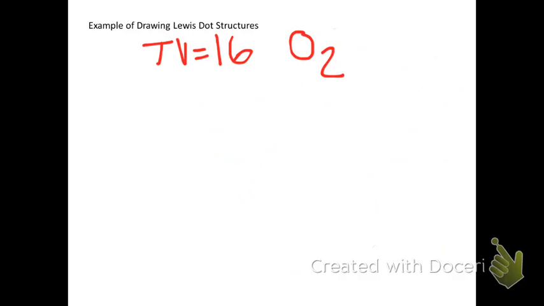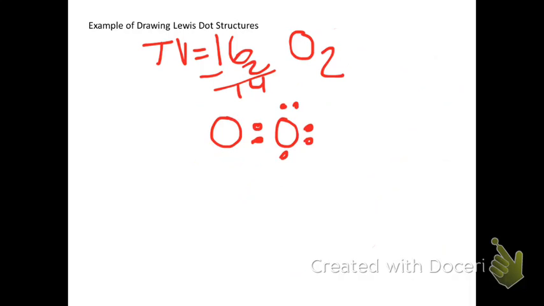Well, do we have a central atom? No, because they both need the same amount, so we're going to bond both of those together by using a pair of dots. So that's the only bond that's formed, so that means we're going to subtract 2 from the 16. That gives us 14 remaining. So we need to place 14 remaining dots as lone pairs around our atoms. So let's start with one of the oxygens. We go 1, 2, 3, 4, 5, 6, 7, 8, 9, 10, 11, 12.